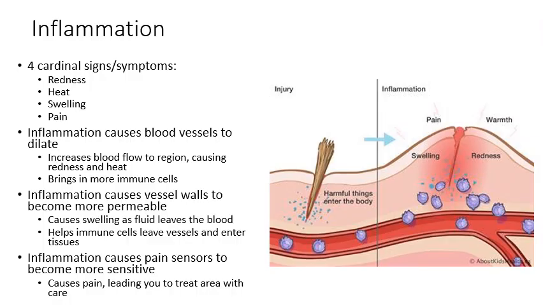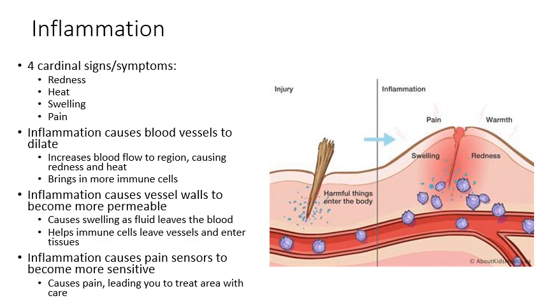Inflammation will also always cause the walls of the blood vessels to become more permeable, which means easier to cross. That way, the white blood cells coming into the area can easily leave the blood and enter the tissue. But that also means that fluid in the blood has an easier time leaving too, and that causes swelling. So that's why you have swelling with inflammation. Finally, the last sign of inflammation is pain.